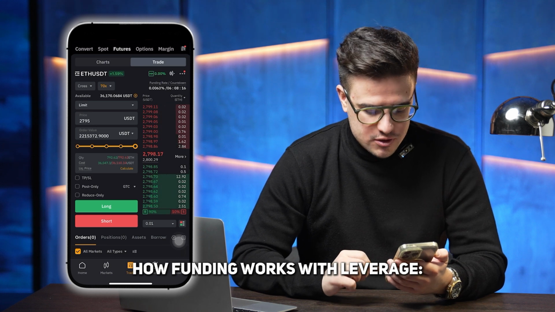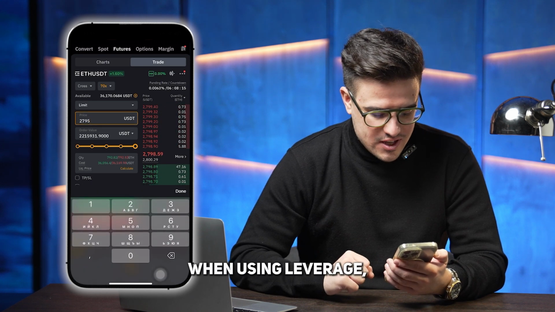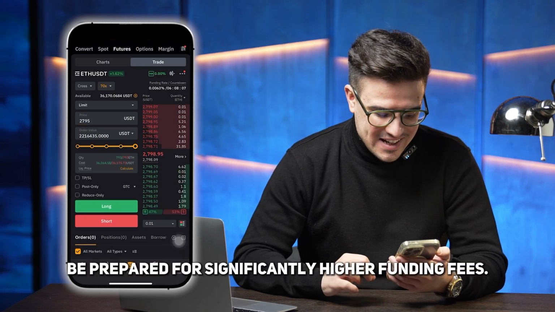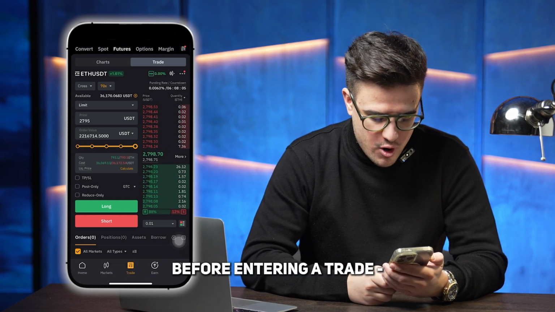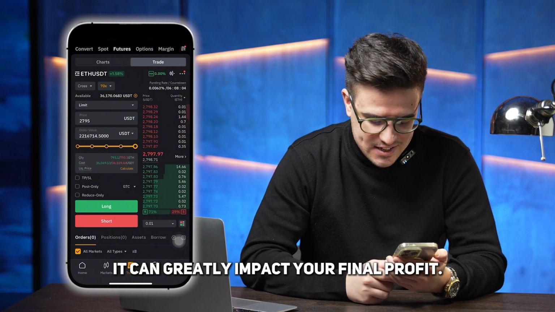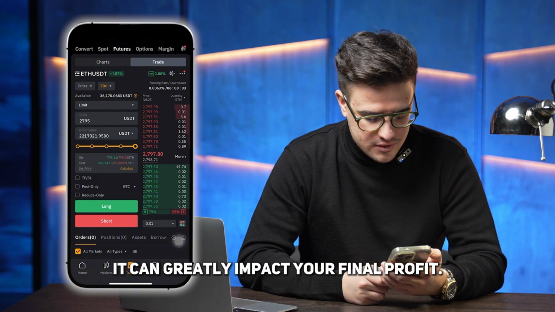How funding works with leverage. When using leverage, be prepared for significantly higher funding fees. Always check the current rate before entering a trade. It can greatly impact your final profit.